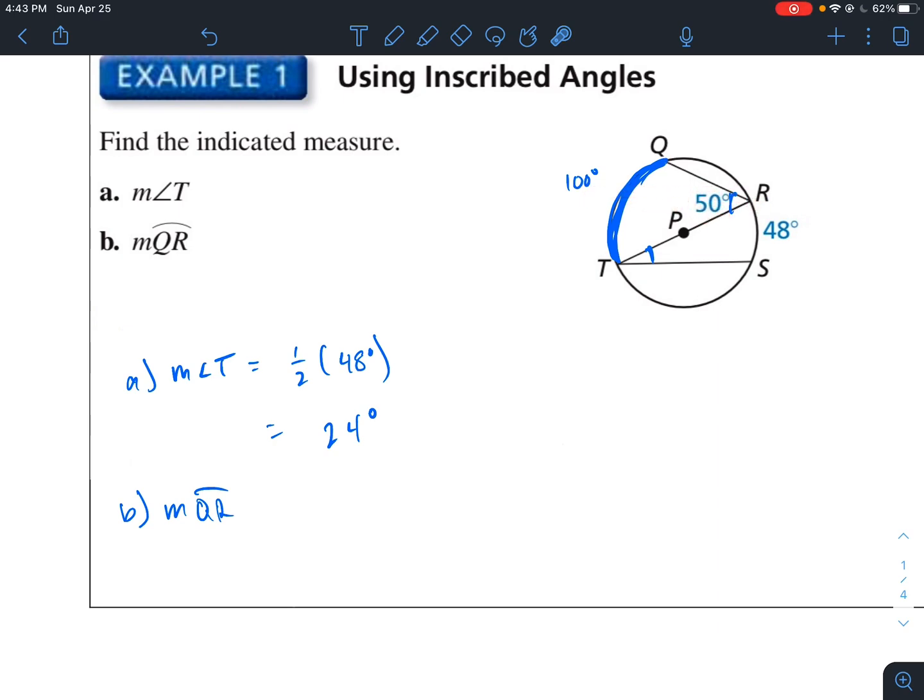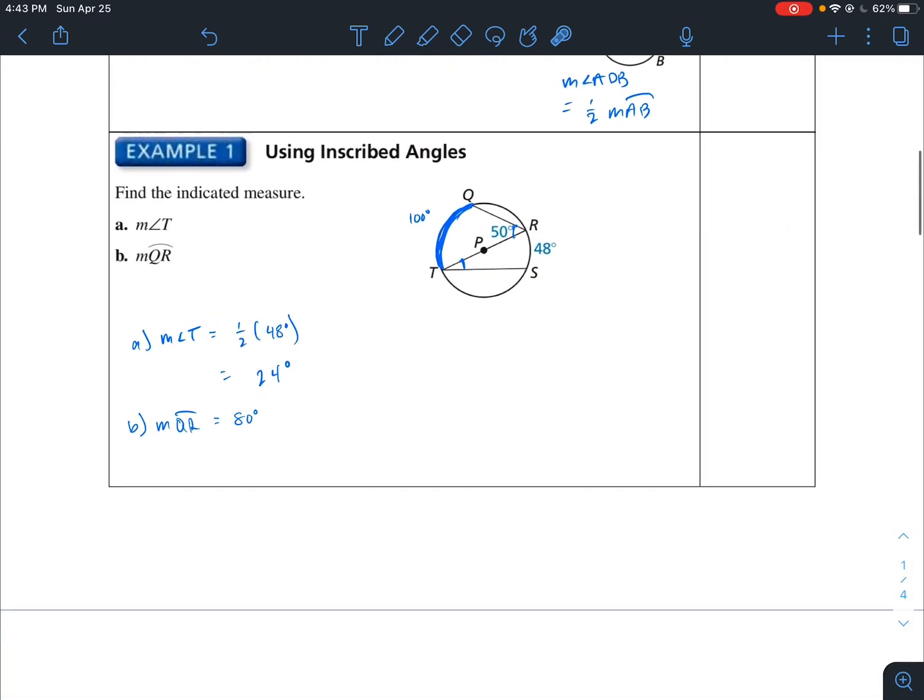Now also notice that TR is the diameter because the chord runs through the center. So that means the angle of a semicircle is 180. If this portion right here is 100, then this portion has to add to be 180. So QR has to be equal to 80 degrees, because here would be 80, here would be 100, and together it would be 180 degrees.